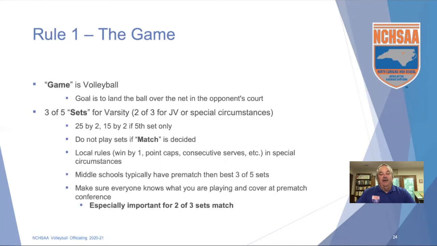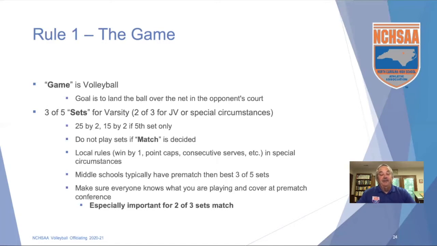But there are a lot of non-standard matches that we have. JV matches, for instance, are 2 out of 3. Depending on where you play that match and the situation, that 2 out of 3 might have the third set to 25 points, or it might be to 15 points. The key thing is for you to know what you're playing as far as the number of sets and whether there's a win by 2, win by 1, if there's a cap, or any other special rules. So ask the coaches. They'll know if there are any special rules.